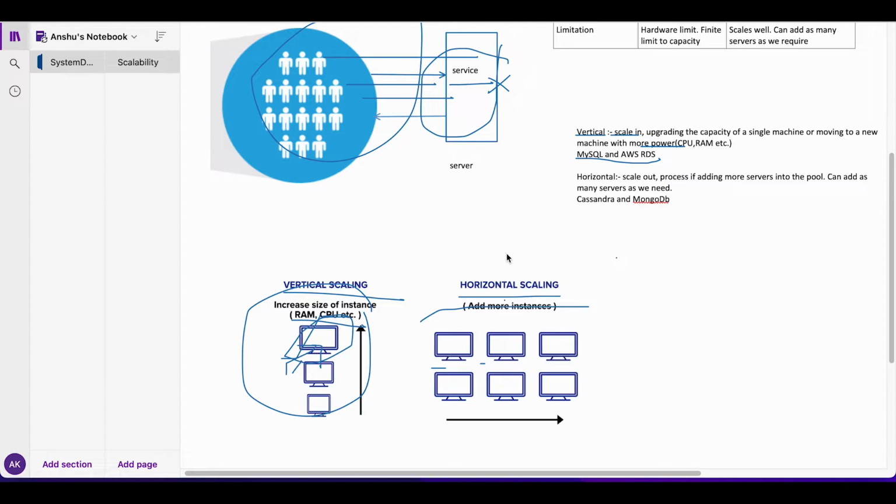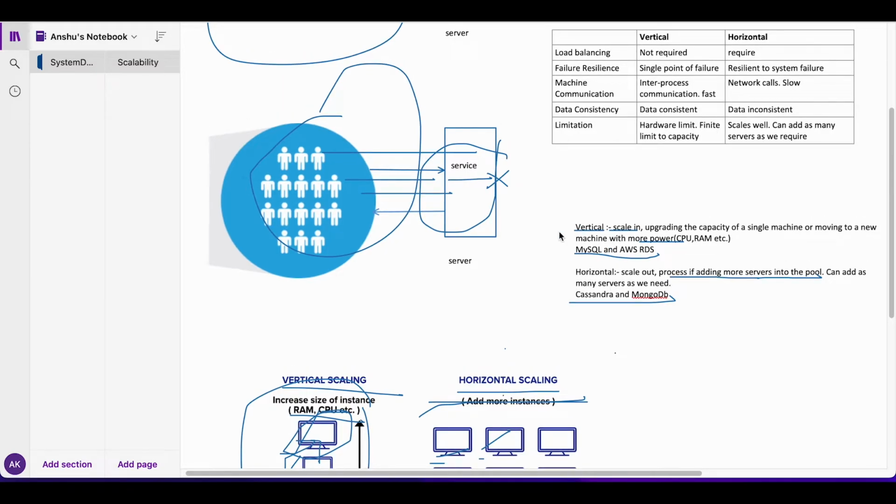Now the second type is horizontal scaling. It is the process of adding more servers into the pool, so we can add as many servers as we need. Cassandra and MongoDB are examples of horizontal scaling. So these were the types of scalability.